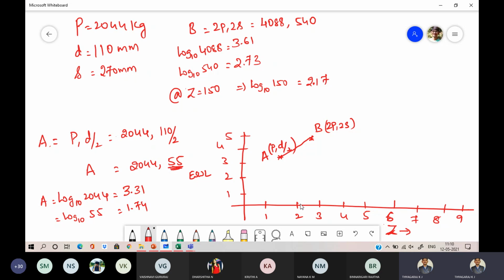2.17. So from the x-axis at 2.17, cut this line. It will cut the point at C. So project towards the y-axis, and you will get ESWL. ESWL at 150.